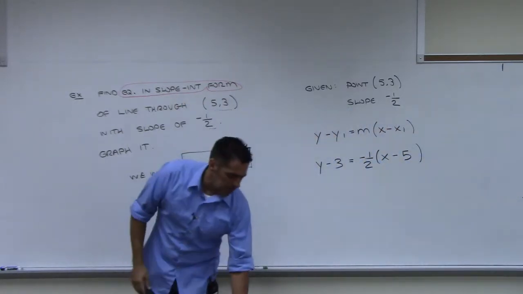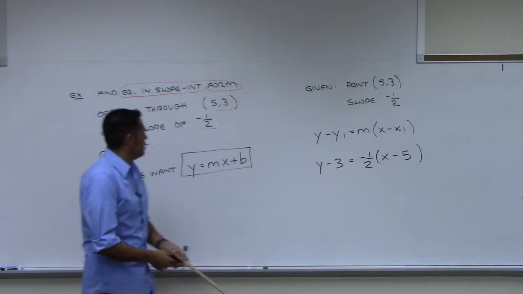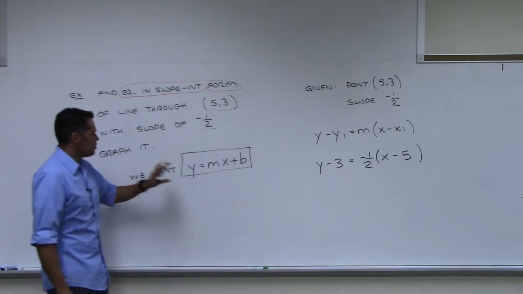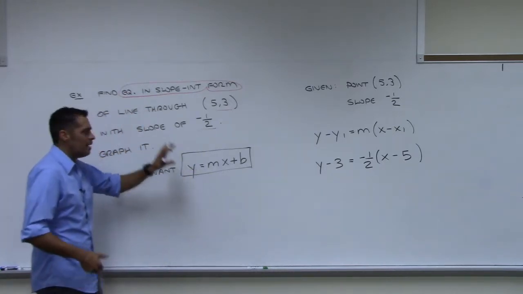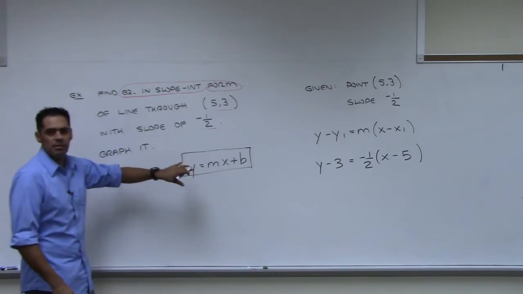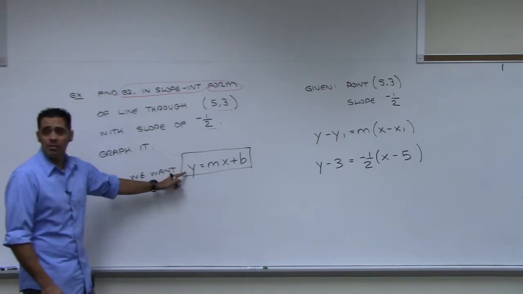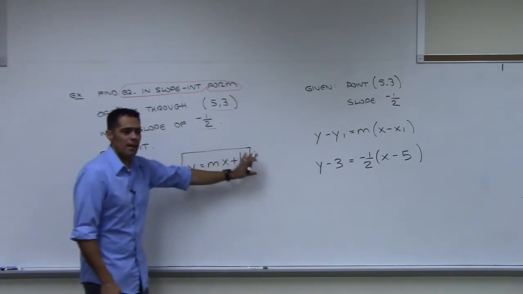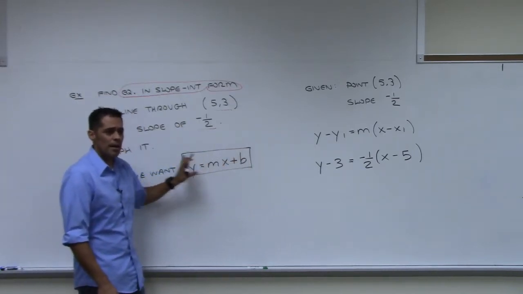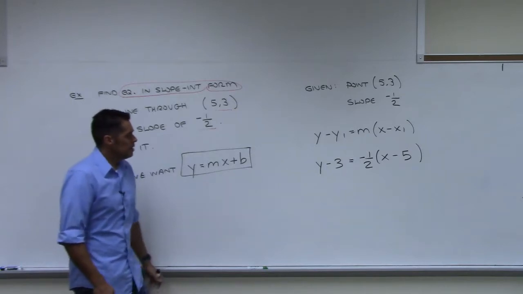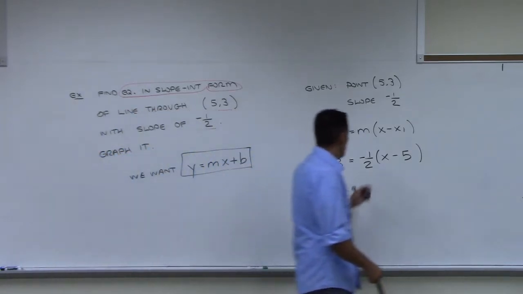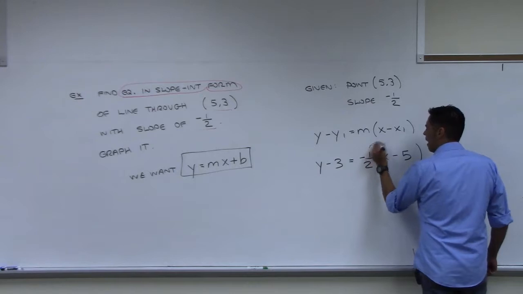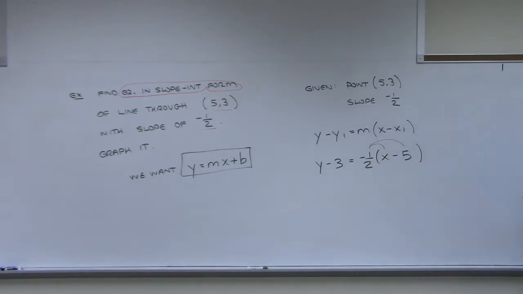So do you all remember what I said the big thing is here for slope-intercept? Like, what do you really have to do to get it to look like this? Get y by itself, right? Solve for y. That's the big thing. Solve for y, make sure you don't have any parentheses left, and then it'll look like this. So I'm going to start by first distributing the -1/2 through the parentheses.